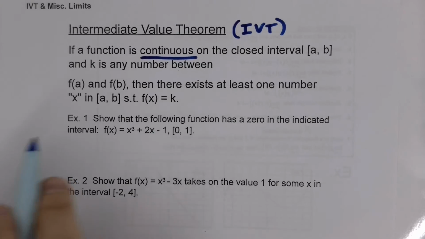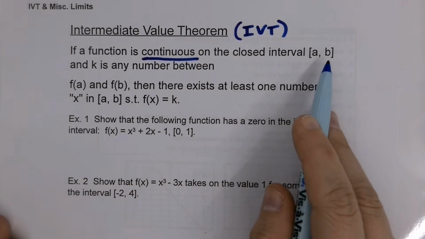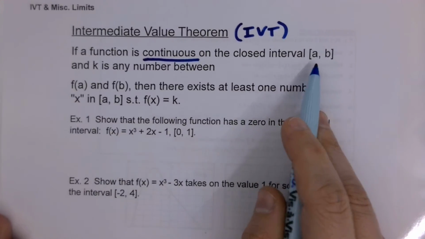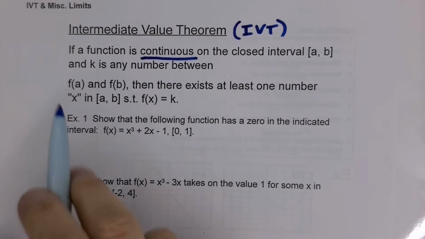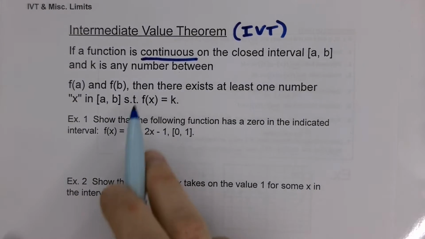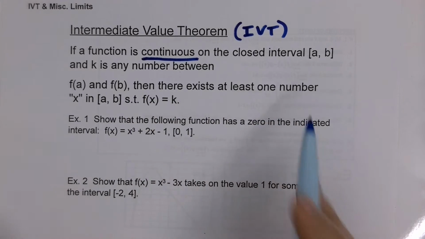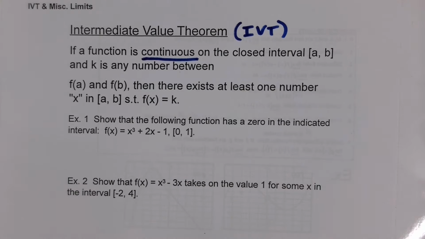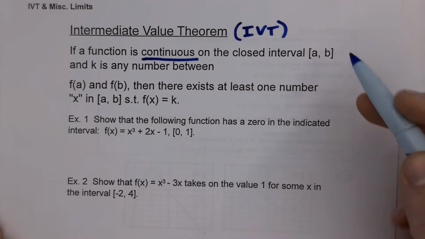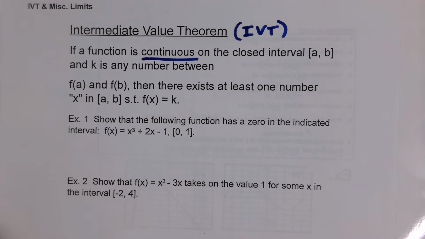But if that's true, then exactly what Zeddy said, over my interval a to b, then that means I have every single y existing between f of a and f of b. Or the way that they say that, there exists at least one number x in a to b such that f of x equals k. So they're saying that you could plug in any number in between those x's and you're going to get every single number eventually in between f of a and f of b.